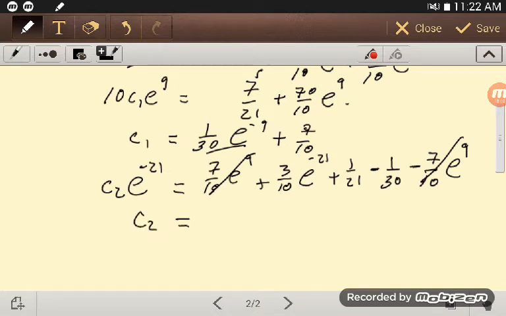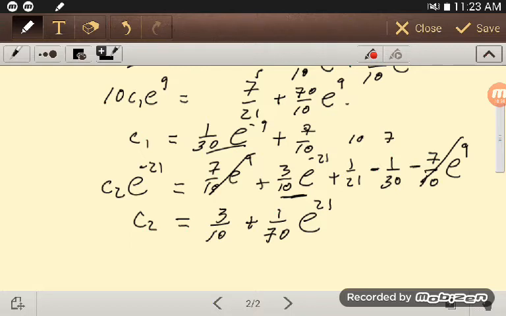And so C2 is equal to, I'll have to multiply through everything by e to the 21, so I will get a 3/10 because of that term, and then 1 over 21 minus 1 over 30, what the heck is that? Well, make everything over 210, so that's a 10 over 210, that's a 7, so I get 3 over 210, or 1/70th, so plus 1 over 70 e to the 21. And that is my C2.